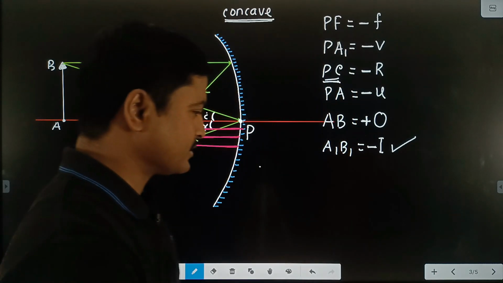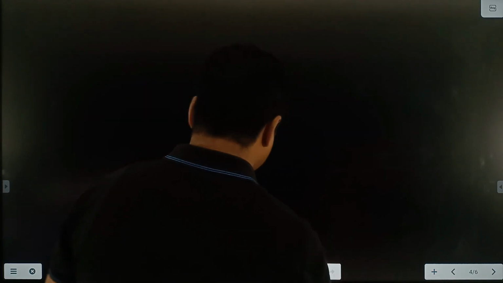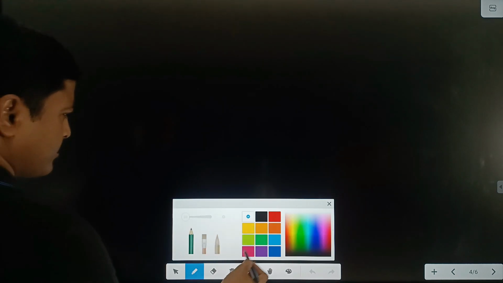Similarly for convex. Suppose we take a convex mirror.